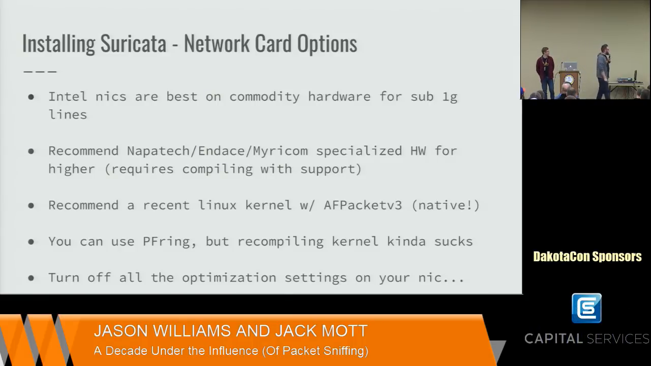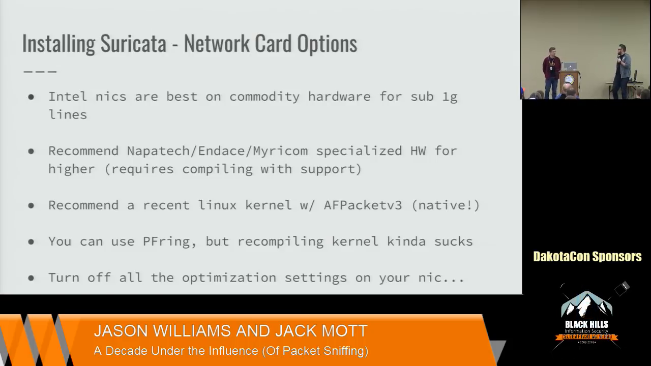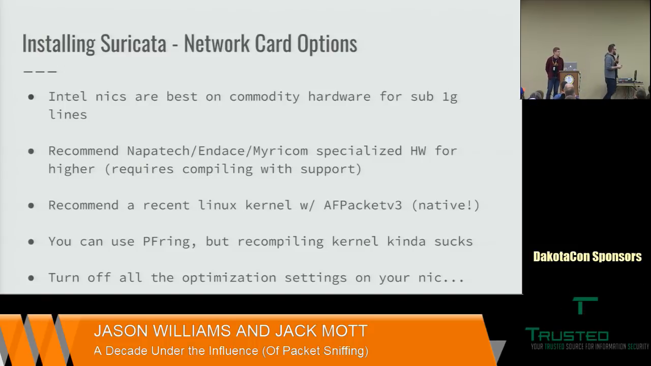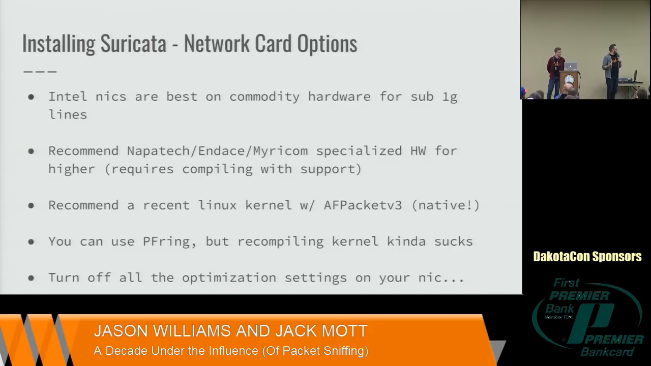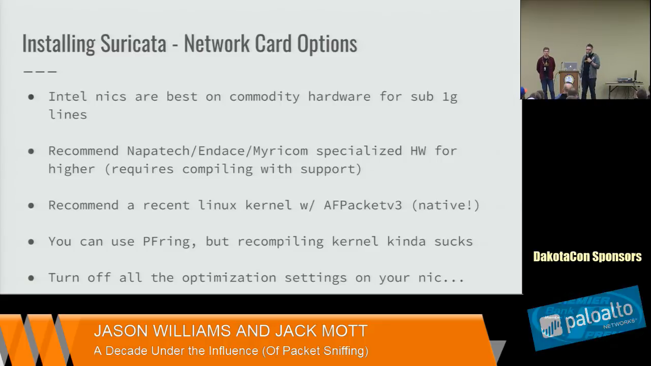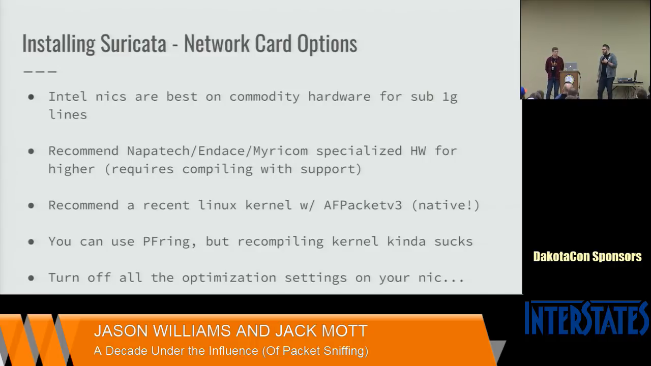So we have a lot of options when it comes to network cards. We generally recommend the Intel NICs because you just have a bit more support for those. If you're using something like PF_RING, the kernels are natively developed for Intel. So with Broadcom, you're going to have a bad time. If you're doing over a gig per second, you're probably going to need a 10 gig Intel card, or you can go to specialized hardware. We recommend Napatech, Endace, and Myricom, these guys all have good support for using Suricata. You have to compile support for that card in when you build Suricata. We really recommend, if you're using a recent Linux kernel, use AF_PACKET version 3.